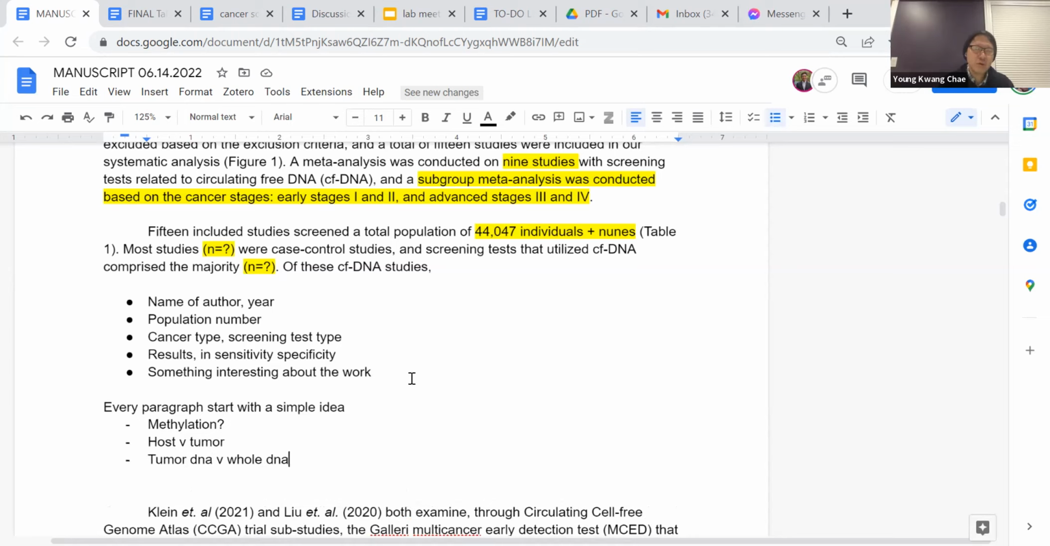But within tumor, are you looking at ctDNA? Are you looking at protein? Are you looking at RNA? So that's the next division. And then within ctDNA, are you looking at more methylation? Are you looking at more fragment size? Or are you looking at more sequencing? So the way you divided methylation and ctDNA sequencing is a little bit different than what I'm suggesting.